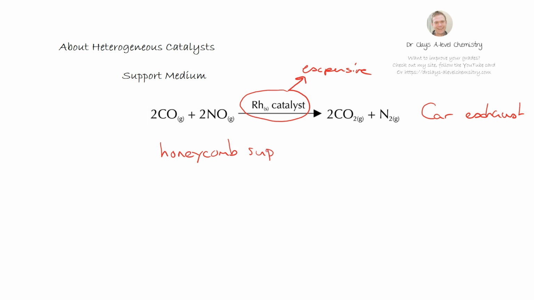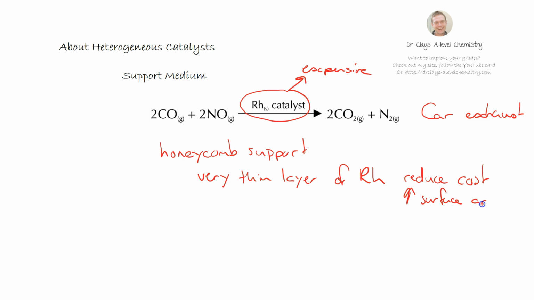and what this allows us to do is to use a very thin layer of rhodium, maybe just a couple of atoms thick, which means that we can reduce the costs. So the support medium allows us to reduce the cost, but also if we make it honeycomb we can increase the surface area, both of which are beneficial for the reaction but also for the cost of the production.